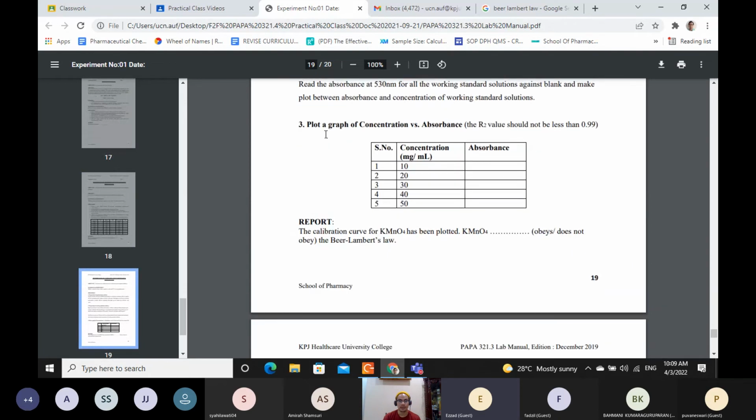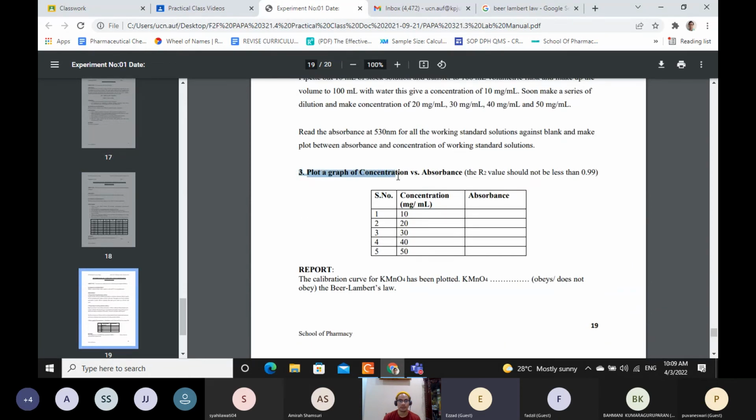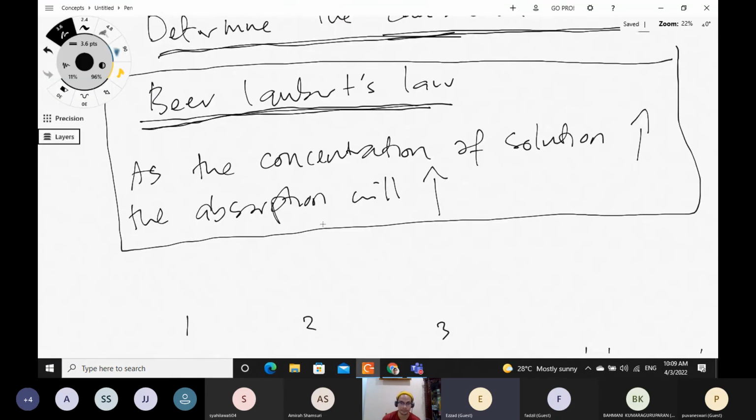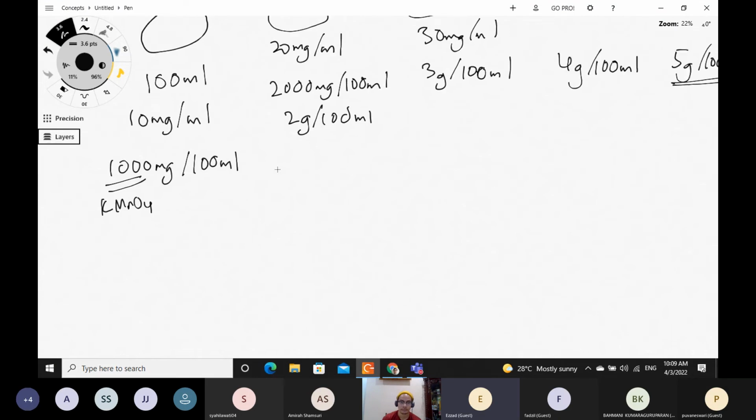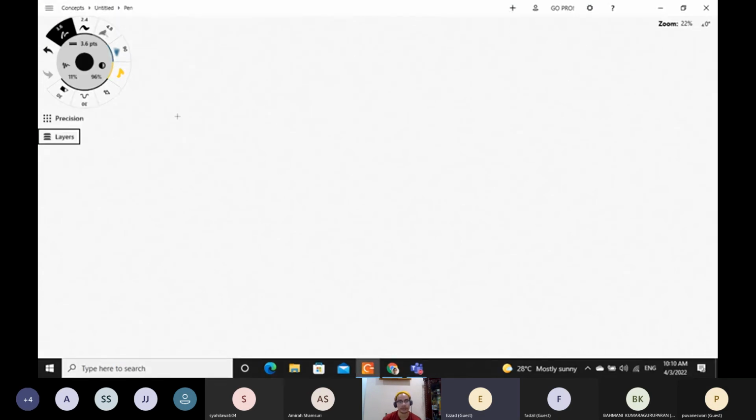Okay. Point number 3, plot a graph of concentration versus absorbance. So the R2 value should be not less than 0.9. So the idea is, if we get a set of data, I want to draw a table. Okay, let's say solution number 1, 2, 3, 4 and 5. The absorbance will increase as the concentration increases.